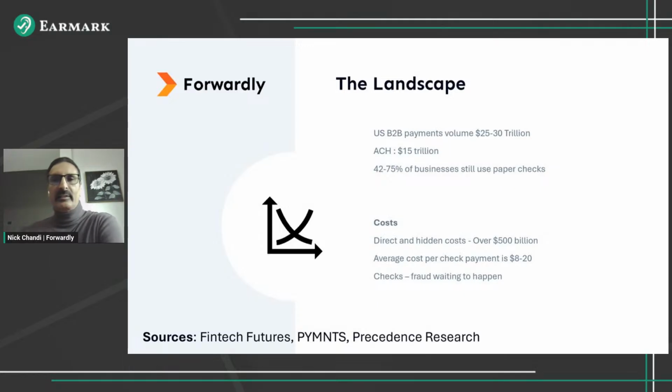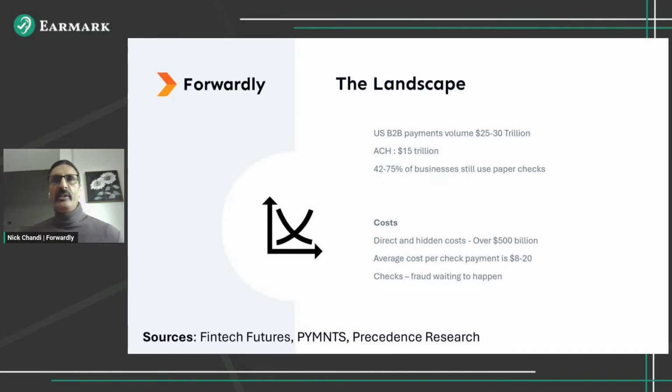So this is the current landscape that we see. In the US market, businesses process around 25 to 30 trillion dollars every year. That payment comes from ACH, cards, cash, domestic wire, and checks. These are all the components you might have seen. ACH takes almost 50% of it, around $15 trillion, whether it's standard ACH, same day, or next day ACH.